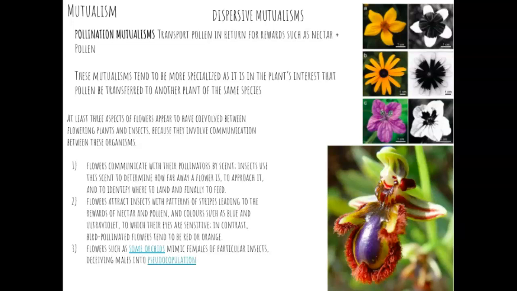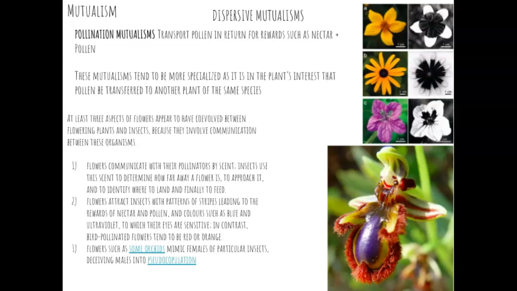Flowers also attract insects with patterns or stripes that lead to the reward of nectar and pollen. And the colors like blue and ultraviolet, because insect eyes are sensitive to those colors, insects see in UV. And in contrast, bird-pollinated flowers tend to be red or orange because those are colors that birds are sensitive to.